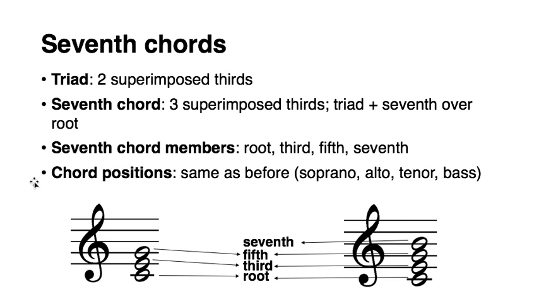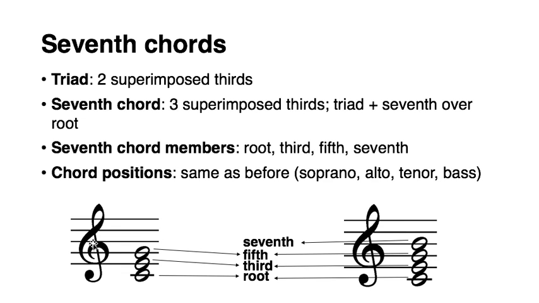Another way of looking at a seventh chord, and why it is called a seventh chord, is that it is a triad, and then there's a seventh over the root of that triad. Either way you look at it, that's how they look. The seventh chord members are called, just like the triad members are, root, third, and fifth, and then the seventh over the root is simply called seventh. And then the chord positions that we use, the names that we use for those, are the same as before.